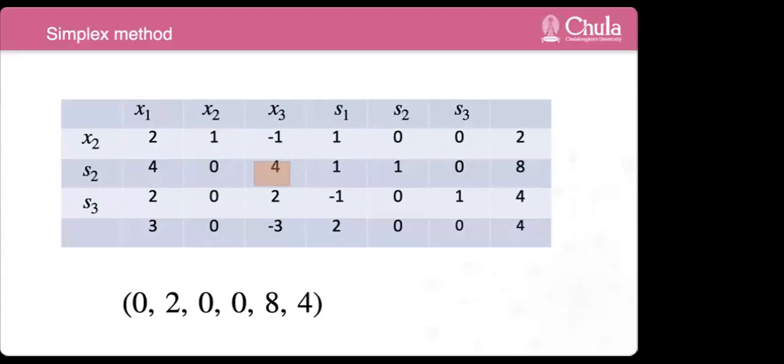Okay. Now the next round. This is the negative again. We're going to include X3 as a basic variable. And we remove S2.